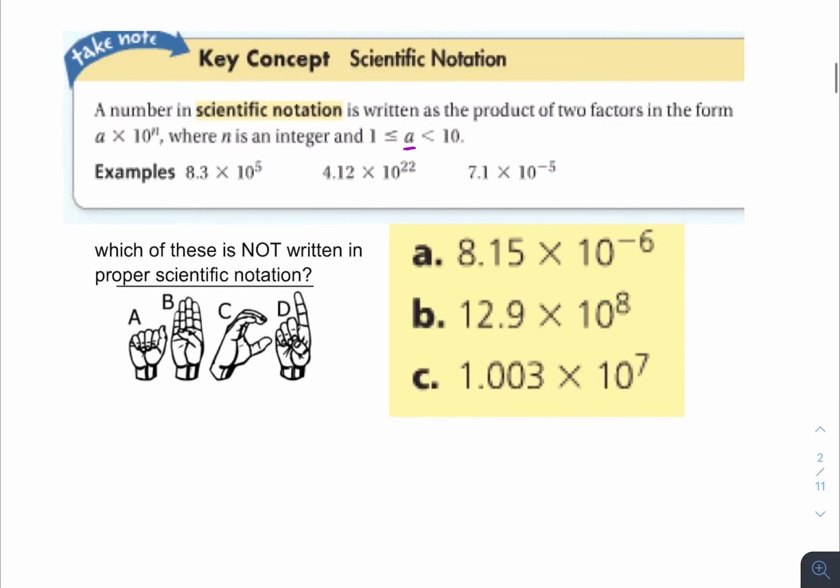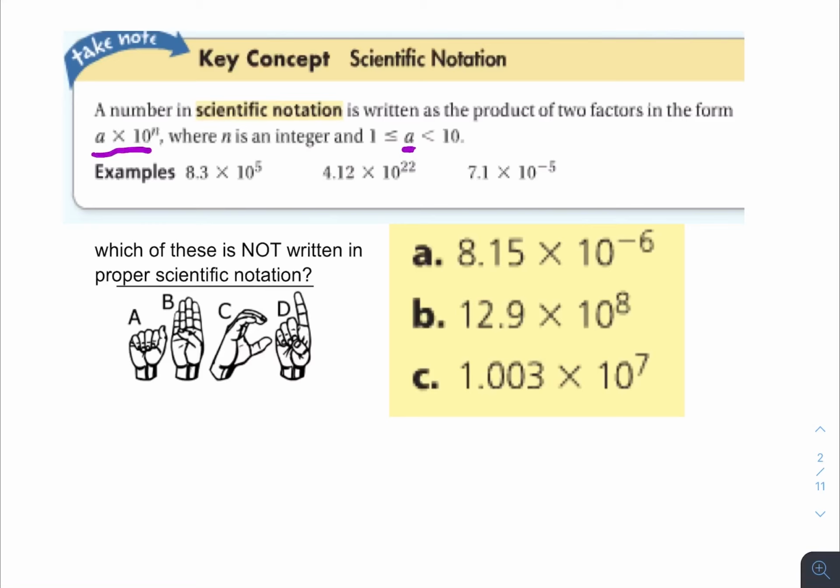So to begin with, scientific notation. A number in scientific notation is written as the product of two factors in this form. So it's always going to look just like this: a times 10 to the n power, where n is an integer, and 1 is less than or equal to a, which is less than 10. So what that's really saying is it's a single digit integer, but it also could have decimals there as well. But a number that's greater than or equal to 1, but less than 10.